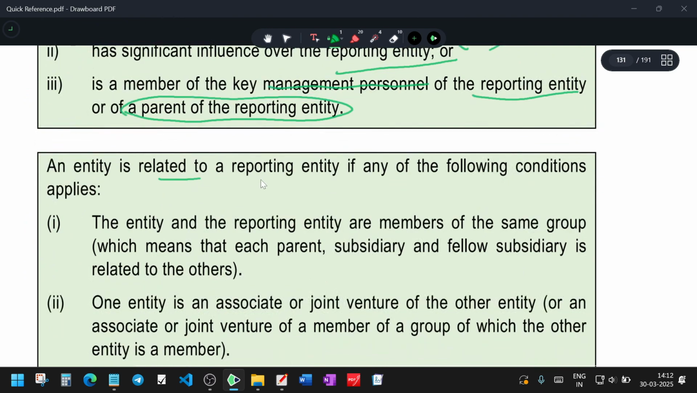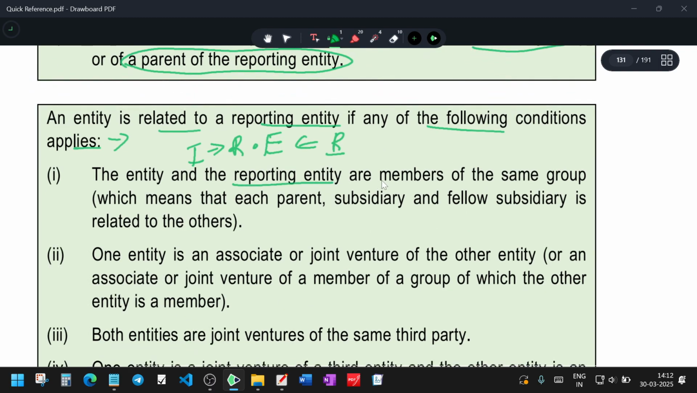An entity is related to a reporting entity if one of the following applies. The entity and the reporting entity are members of the same group, which means each parent, subsidiary, and fellow subsidiary is related to the others.